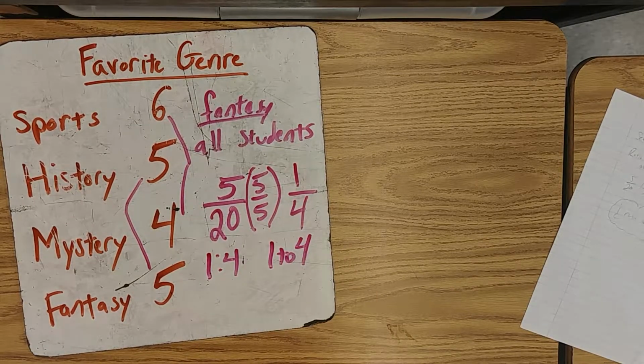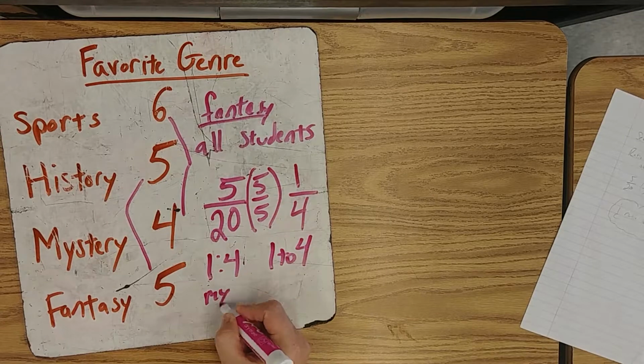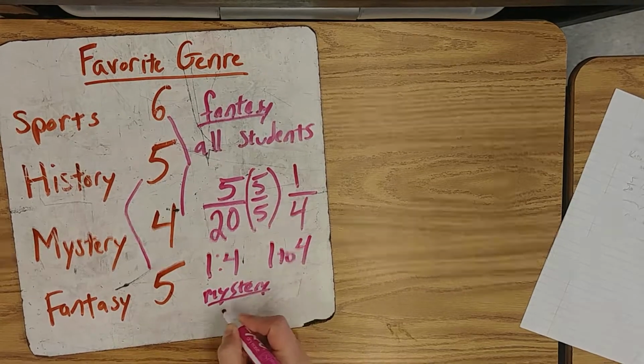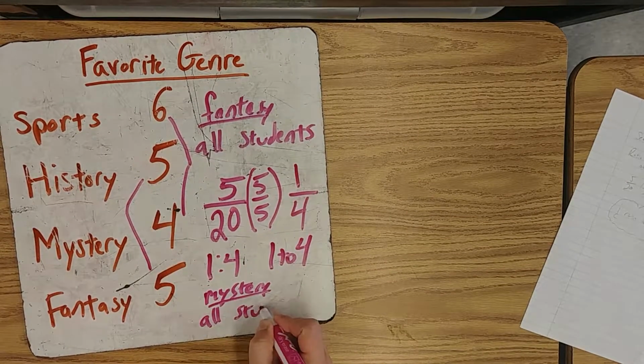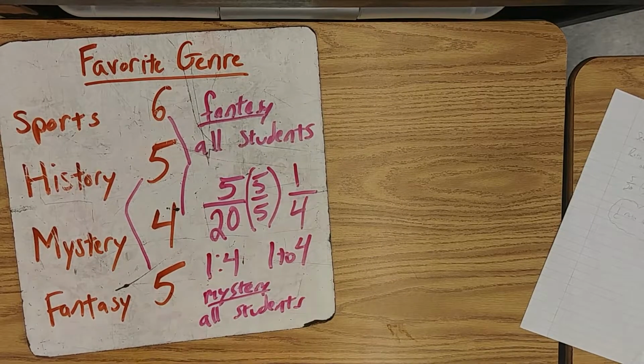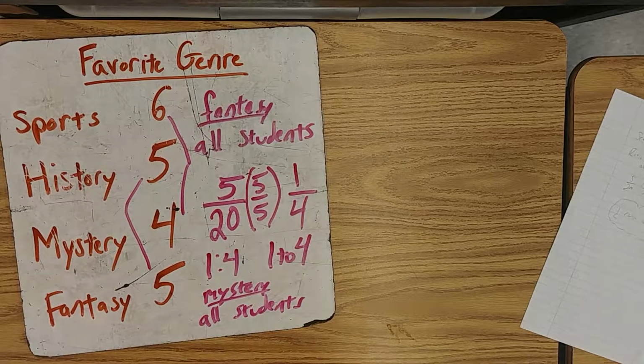The second question that you're going to be asked on forms is the ratio of students who like mystery compared to all students.